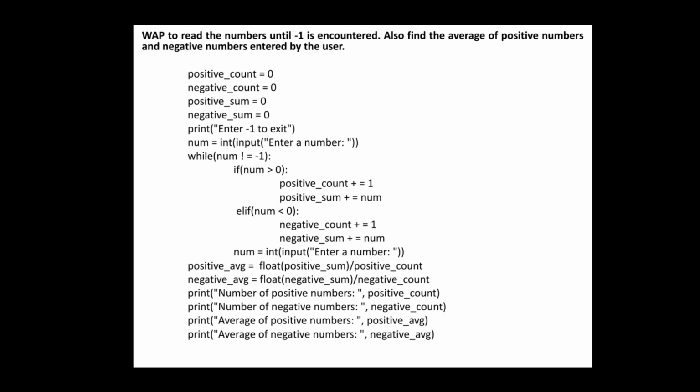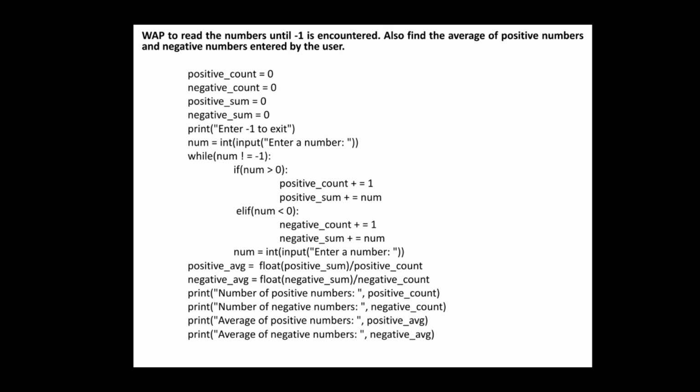Now enter a number from the user. This time we put -1. So -1 not equal to -1, false. So we leave the while loop. We will not enter the while loop because this time the condition is false.